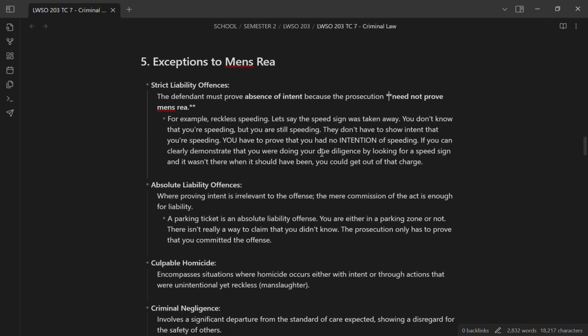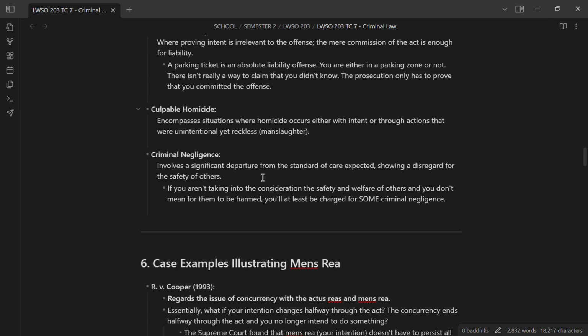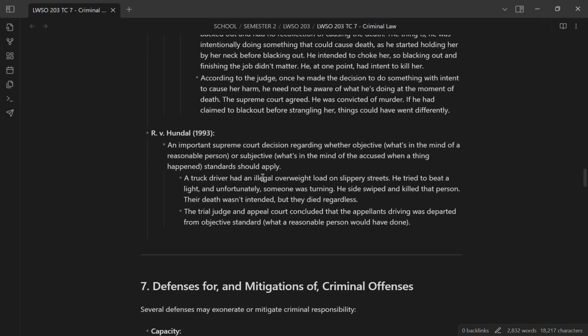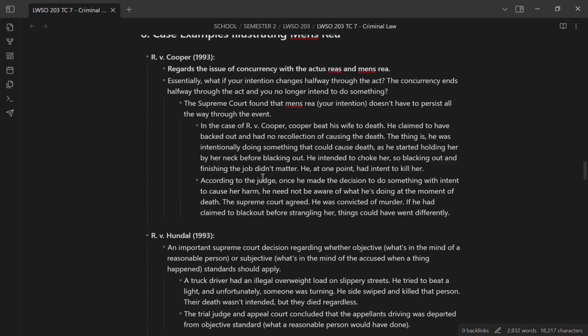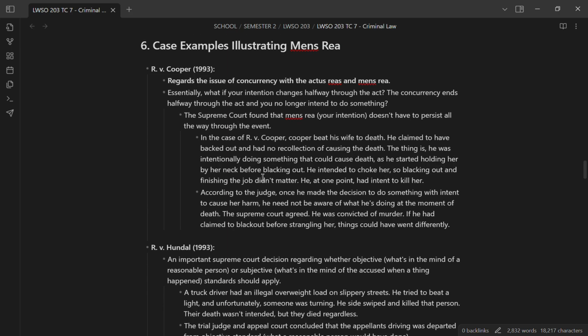So just to go through those one more time, what are the exceptions to mens rea? Strict liability offenses, absolute liability offenses, culpable homicide, and criminal negligence. Before we move on, we're going to look at 2 cases regarding mens rea. R v. Cooper is the first one. This is regarding the issue of concurrency with actus reus and mens rea.